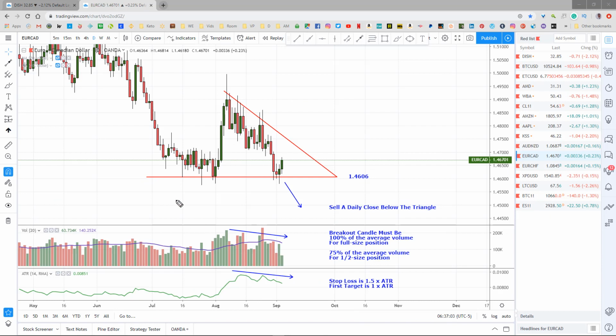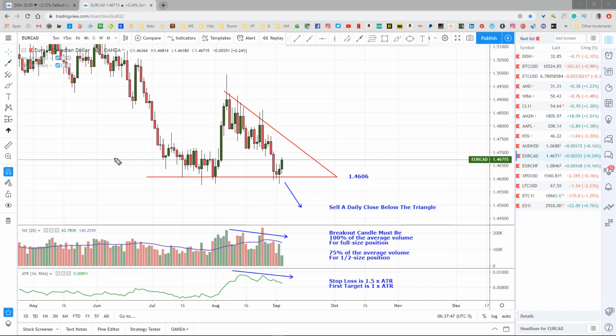We had a blown descending triangle on the EURCAD a few weeks ago, right over here. It pushed to the upside, so I didn't get into the trade. That negated the pattern because I don't take a break to the upside. In my opinion, the high probability trade on the descending triangle is only to the downside.